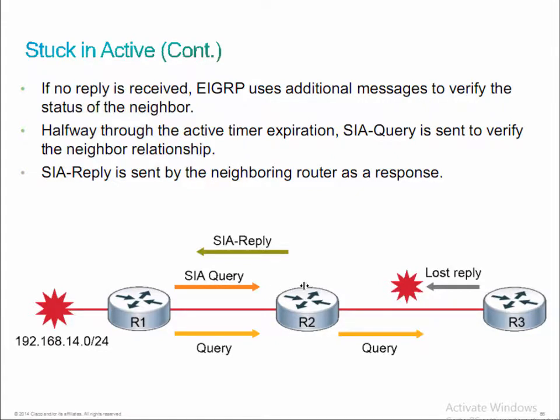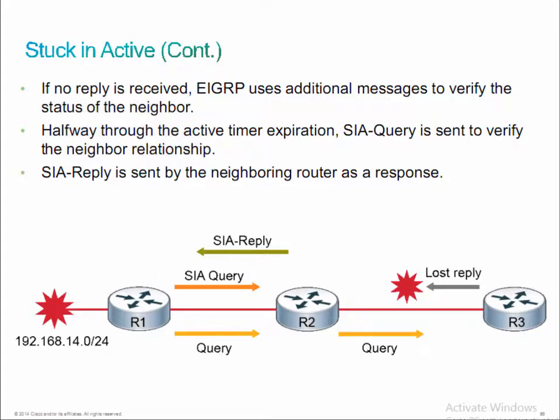But because R2 responds to the stuck in active query with a stuck in active reply, R1 says, oh, okay, well, it must not be you then. Something else must be happening that's preventing you from responding to my query process. If R2 sends a stuck in active query and it doesn't get a response from R3 within a specific amount of time with a stuck in active reply, then R2 proactively deletes the relationship with R3, and then R2 can now respond to R1's query. Does that make sense? So it's a way of isolating where the actual failure event occurs.